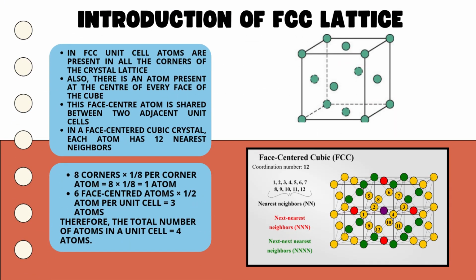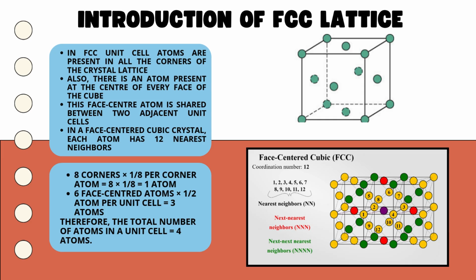Next, let's introduce the FCC unit cell. In FCC unit cells, atoms are positioned at all 8 corners of the cube. Each corner atom is shared among 8 neighboring unit cells. This means that only 1/8 of each corner atom belongs to a single unit cell. In addition to the corner atoms, an atom is located at the center of each of the 6 faces of the cube. Each face-centered atom is shared between 2 adjacent unit cells. As a result, only 1/2 of each face-centered atom is part of one unit cell.